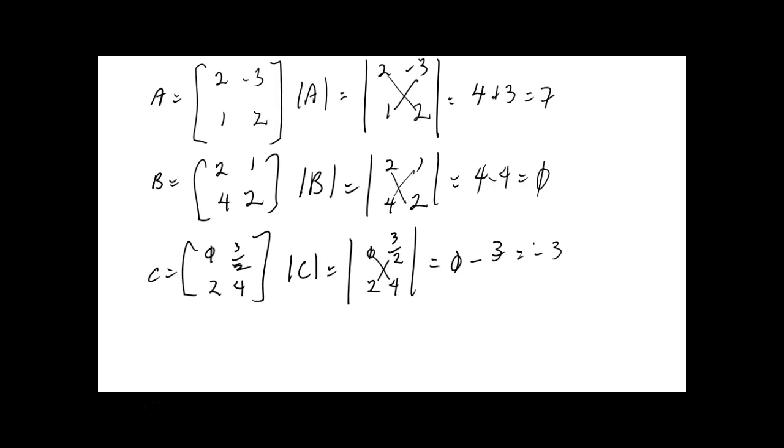Now, 2 by 2s are a piece of cake. Real easy to do. That's it. Dip. 2 multiplications, 1 subtraction. Or addition if the number happens to be negative. Okay.